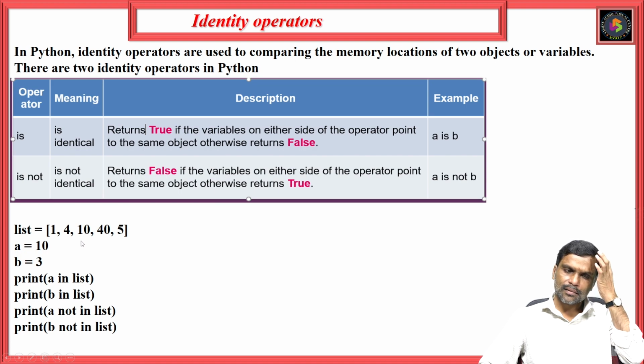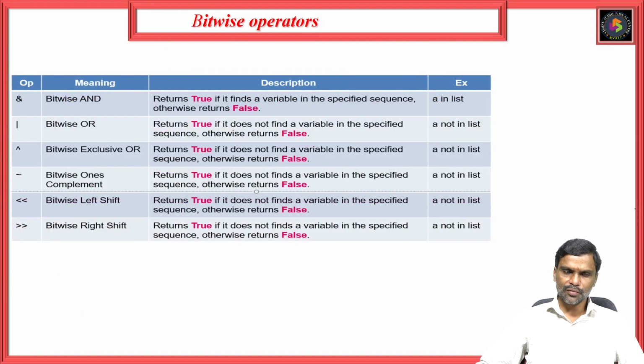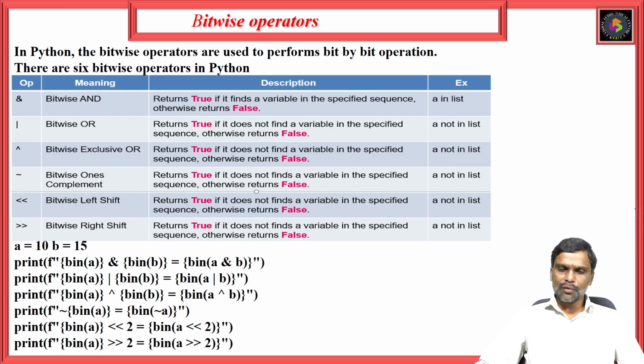Next one is bitwise operators. What do you mean by bitwise operators? These perform bit by bit operations. There are 6 bitwise operators you can see here. Symbols we have given: bitwise AND, bitwise OR, bitwise exclusive OR, bitwise ones complement, bitwise left shift, bitwise right shift. So the same program I have given here. If you understand this table, it is more than enough.